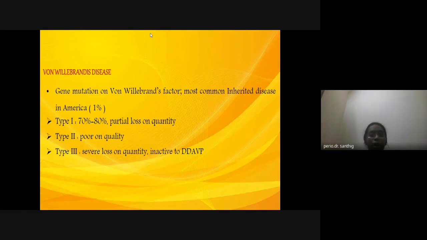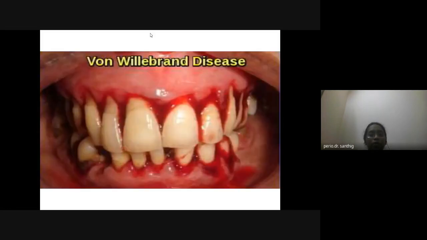Next is von Willebrand disease, with von Willebrand factor inherited. It is the most common inherited disease. There are types 1, 2 and 3. Type 1 is 70 to 80% and partial loss in quantity of this factor. Type 2 is poor in quality of this factor. In type 3 there is severe loss in quantity of this von Willebrand factor.